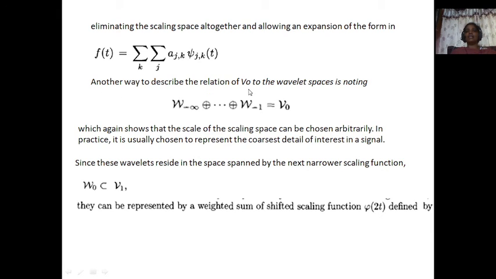Another way to describe the relation of V0 to the wavelet spaces is W minus infinite orthogonal, or we can say modulo 2 operation up to minus 1 will give you V0. That means W0 is a subset of V1, W1 is a subset of V2. Like this we can write. Since these wavelets reside in the space spanned by the next narrower scaling function, they can be represented by a weighted sum of shifted scaling functions phi of 2t defined.